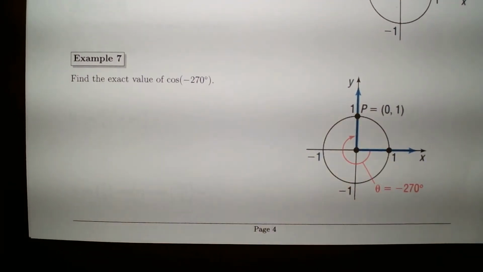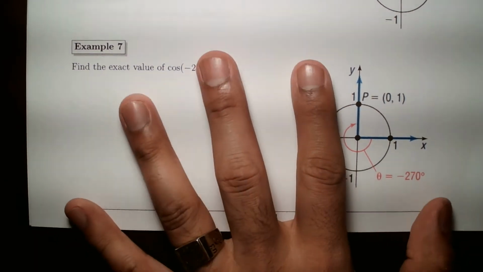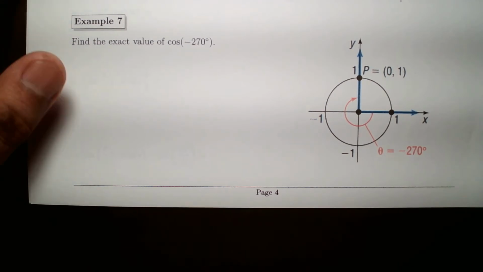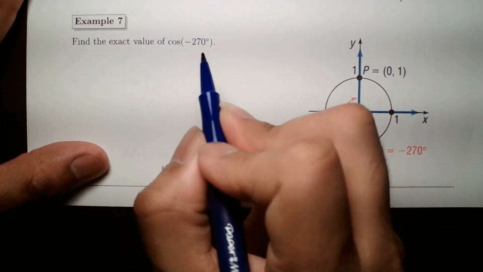Okay, let's be very careful with the next one, because keep in mind, as we looked at in the previous section, we can go in the negative direction as far as angles go. So it's 270 degrees.